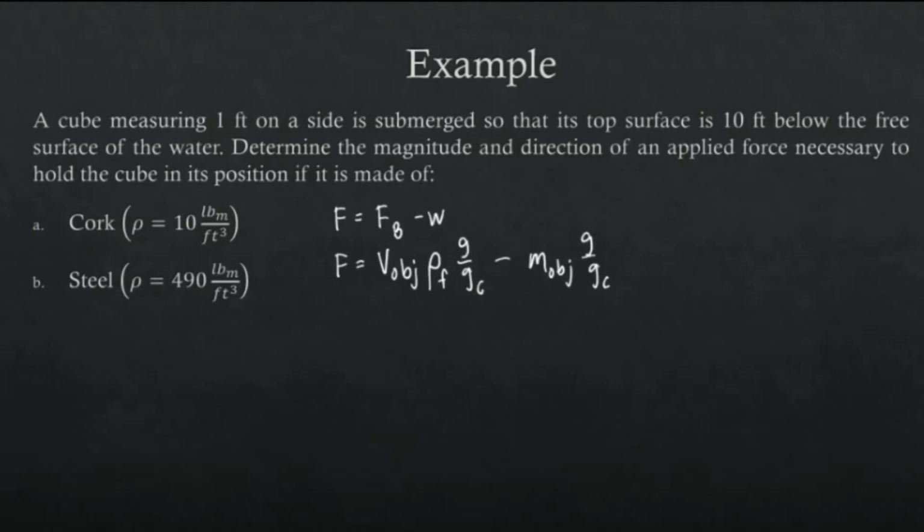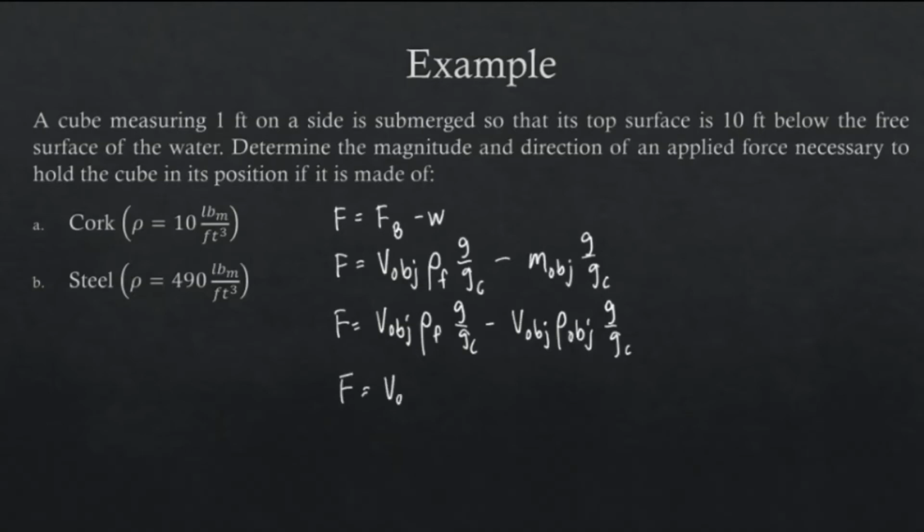However, we can express the mass of the object in terms of its volume and density. So we can rewrite this as the volume of the object times the density of the fluid, g over gc, minus volume of the object, density of the object, times g over gc. From our equation, we can factor out similar terms. Simplifying, this becomes the volume of the object multiplied by g over gc multiplied by the density of the fluid minus the density of the object. Now, from this governing equation, you can easily see the resulting sign of F just by determining the difference in densities between the fluid and the object.